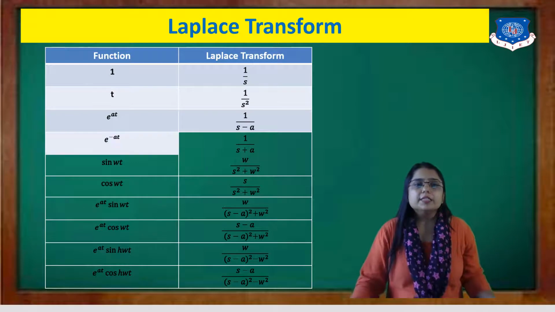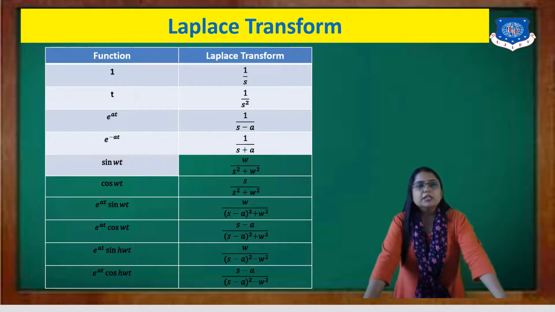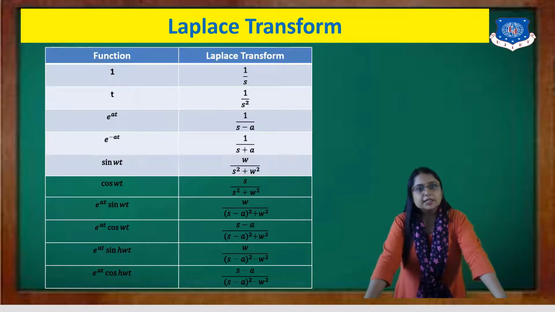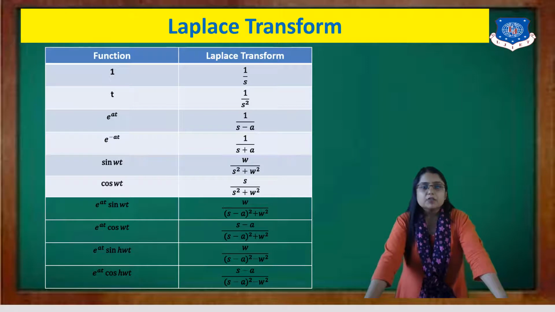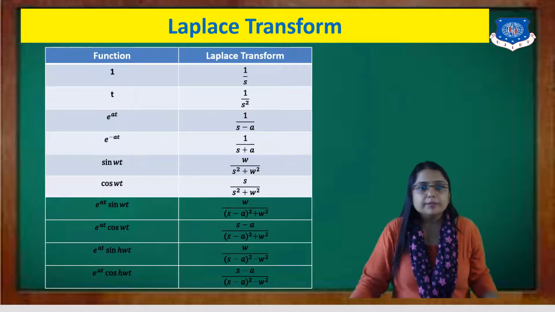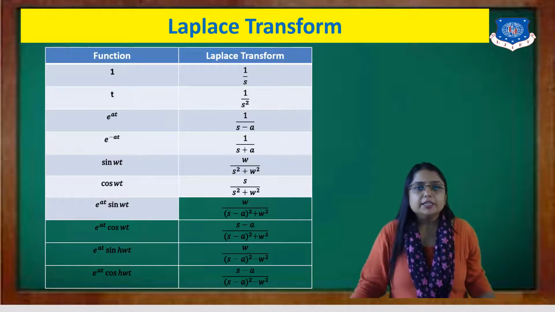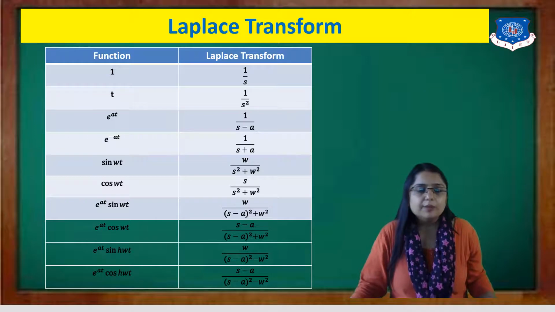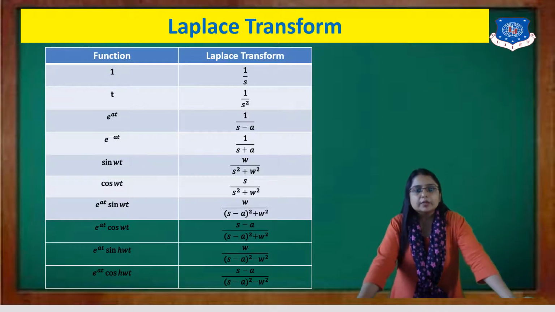Laplace of e raised to minus at is what? It's 1 upon s plus a. Now the Laplace of sine omega t, that is omega upon s square plus omega square. Now the Laplace of cos omega t, that is what? It's s upon s square plus omega square. Laplace of e raised to at sine omega t, that is what? Omega upon (s minus a) whole square plus omega square.